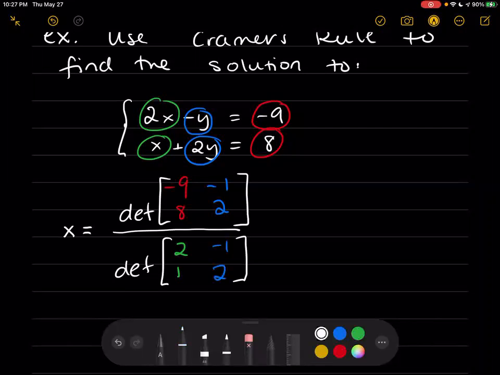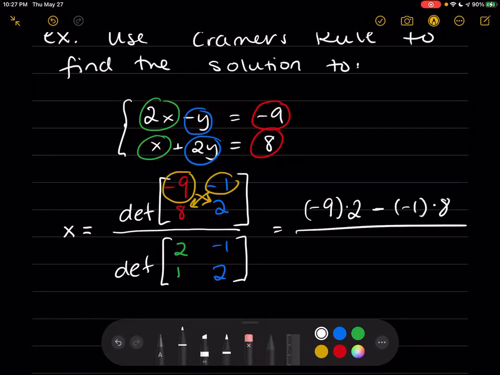If we go ahead and calculate the determinant of the top, we have -9 times 2 minus -1 times 8. Over the determinant of the matrix on the bottom, it'll be 2 times 2 minus -1 times 1.